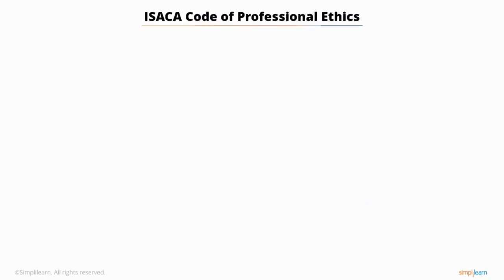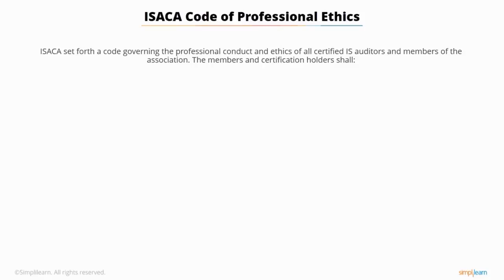The Code of Professional Ethics is critical to understand. We're going to read it right now, pausing with certain portions to give a little extra commentary where needed. CISA set forth the code governing the professional conduct and ethics of all certified IS auditors and all members of CISA.